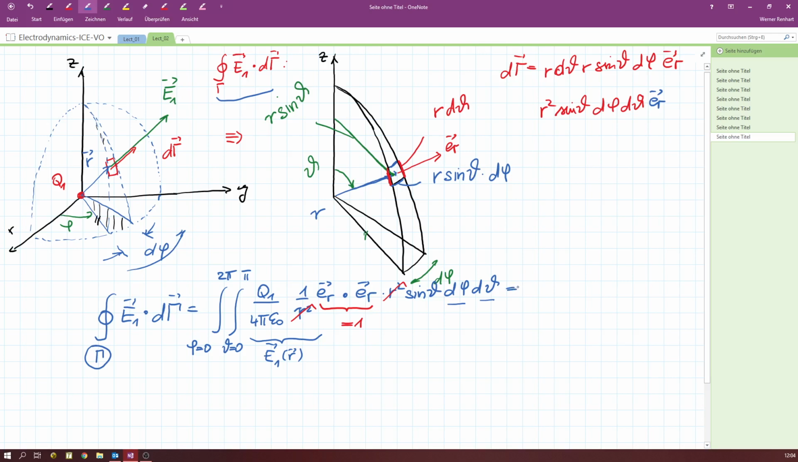So we get q1 over 4 pi epsilon 0 times, and if we integrate once over delta phi sin theta times delta theta delta phi, we get 4 pi, and we cancel out this 4 pi, and we get as a result q1 over epsilon 0. So this is a very convenient relation.